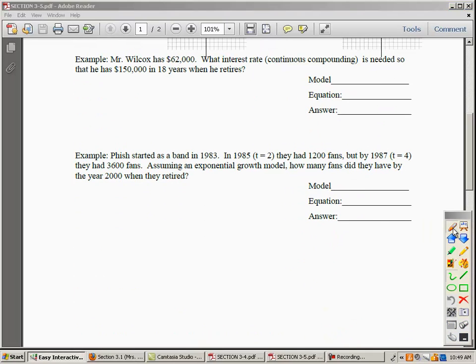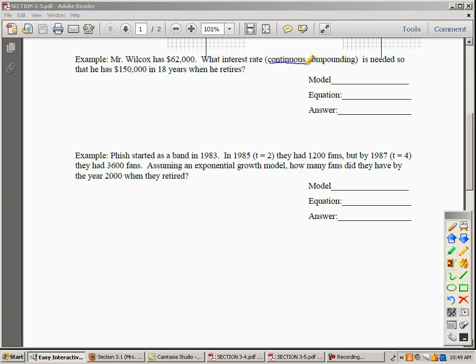The first one says Mr. Wilcox has $62,000. He wants to know what interest rate compounded continuously, that's huge for us, is needed so that he has $150,000 in 18 years when he retires.